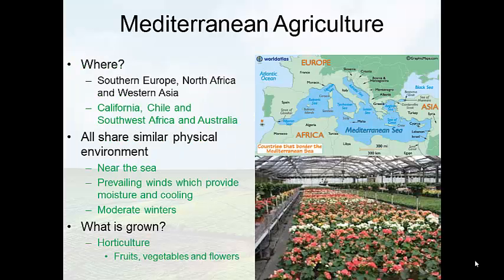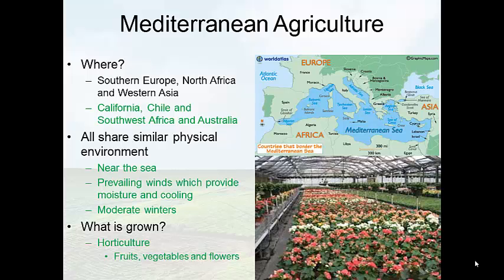All right, Mediterranean agriculture. Well, where is this? You would think just in the Mediterranean. That is true, but it can also be found in California, Chile, Southwest Africa, and Australia. And here's the reason why. They all share a similar physical environment. They're near the sea, they have prevailing winds that keep their plants moist and cool during the summer, and they have moderate winters.